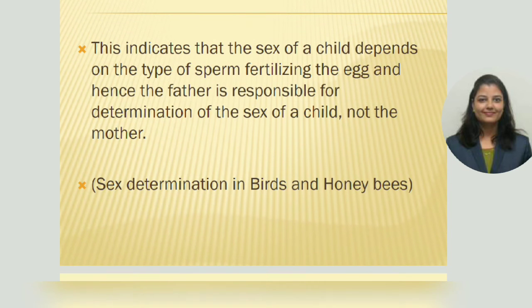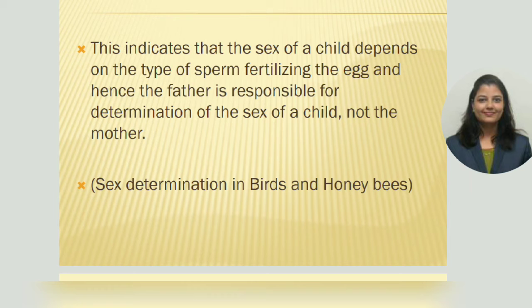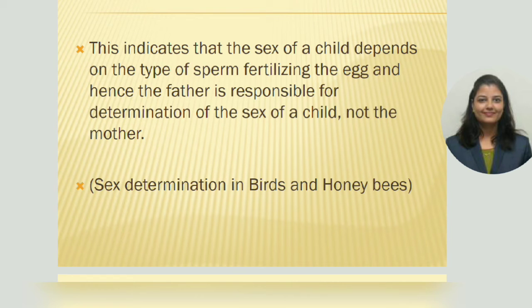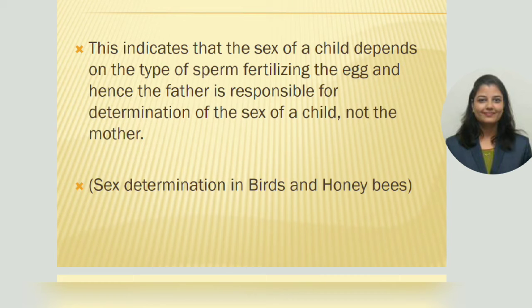only. So that indicates that the sex of a child always depends on the type of sperm fertilizing the egg, and hence the father is always responsible for the determination of sex of a child, not the mother. So it is always assumed that the mother is responsible for determination of sex, but here by the diagram you can see that the father, or the sperm, is always responsible for the determination of sex of a child.